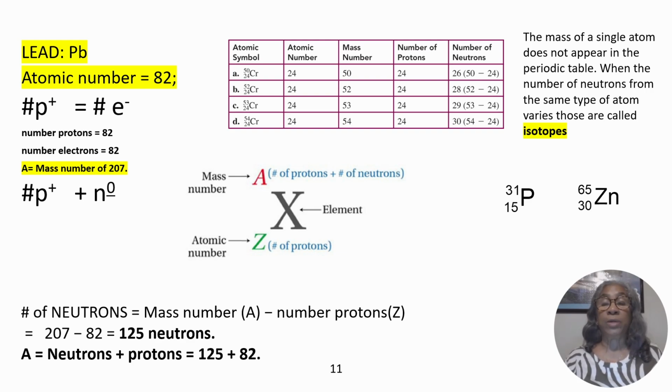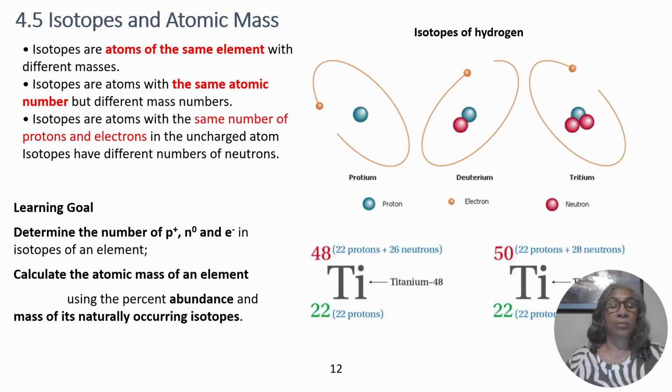But in this slide, I also want to show you that we have some elements that will have more than one type of atoms. Let's say we'll have the same number of protons but a different number of neutrons, and that is what we call isotopes. They are atoms with the same number of protons but different numbers of neutrons, and for that we have some examples used from your textbook. Isotopes are atoms of the same element but they have different masses.